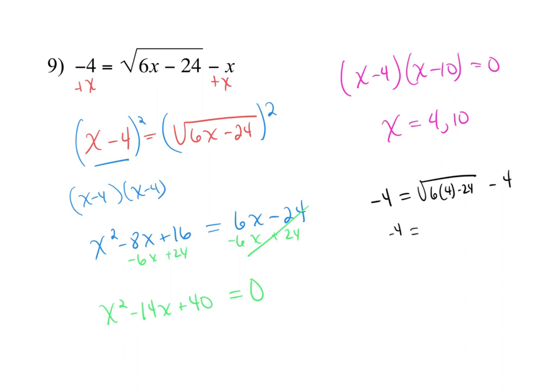6 times 4 is 24, minus 24 is 0. The square root of 0 is 0. 0 minus 4 is negative 4. So 4 is an answer. And then I'm going to do the same thing with 10.